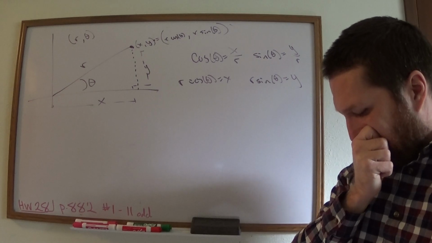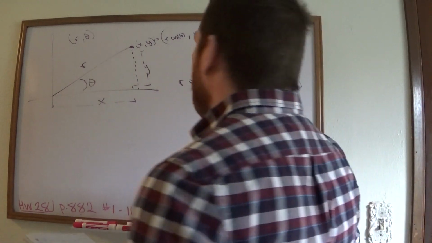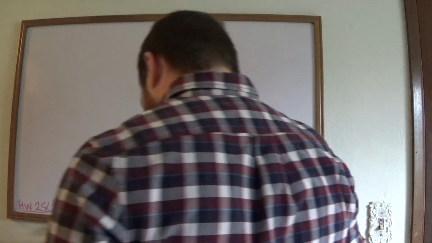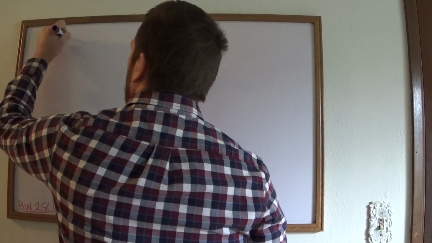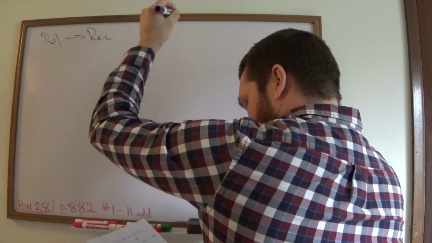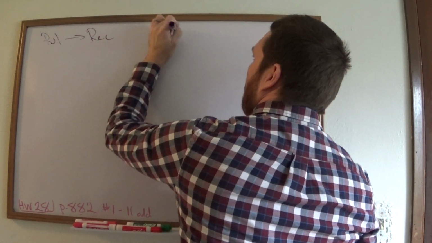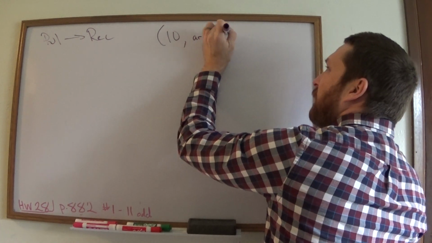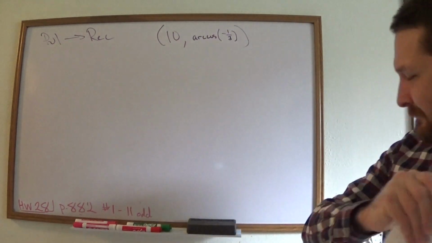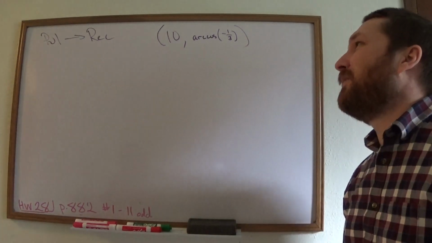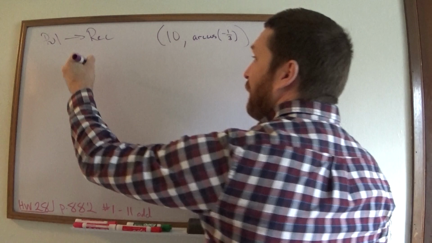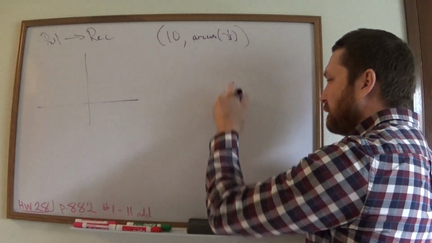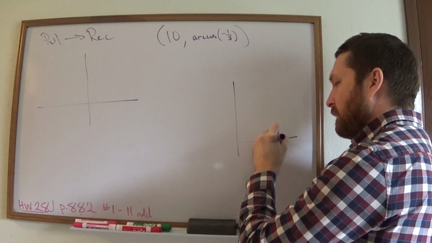Okay, so now here's this. We're going to do one more time. We're going to convert polar to rectangular. But now, here's the polar coordinate: 10 comma arc cos negative 1/3. So first thing, we're going to graph this. You're going to figure out where it is, but here's a question: arc cos of a negative number.